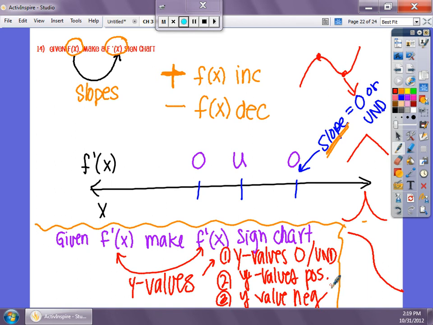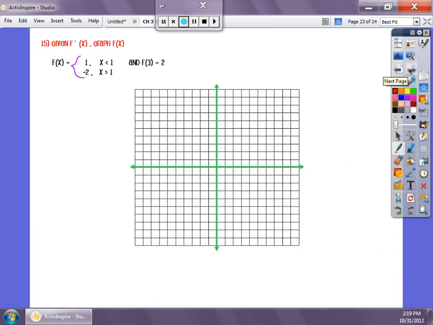Different from when your slope is positive, which tells you that the function increases. Where your slope is negative, the function decreases. Last piece, number 15. Given the derivative, graph the function. So the derivative is given here, and that's supposed to actually have a prime mark. What that tells me is I'm going to start with the point. And f of 3 is 2.